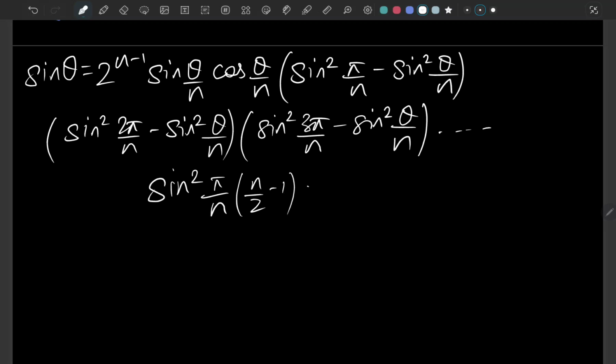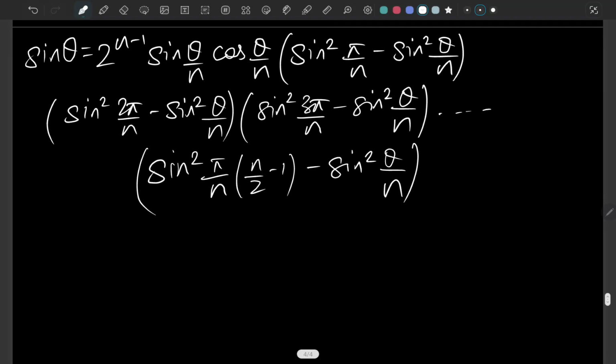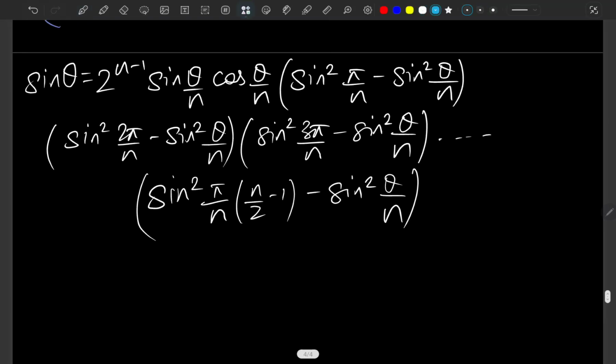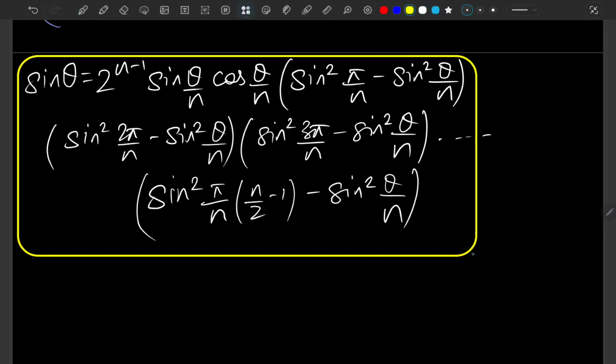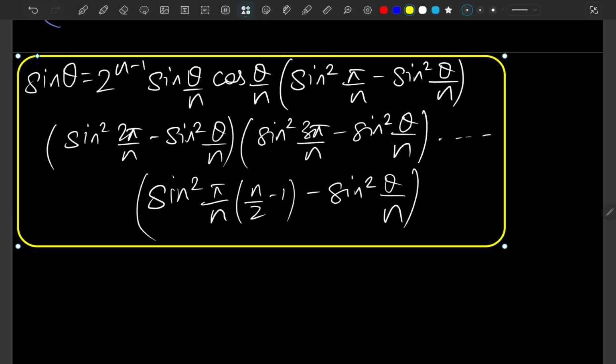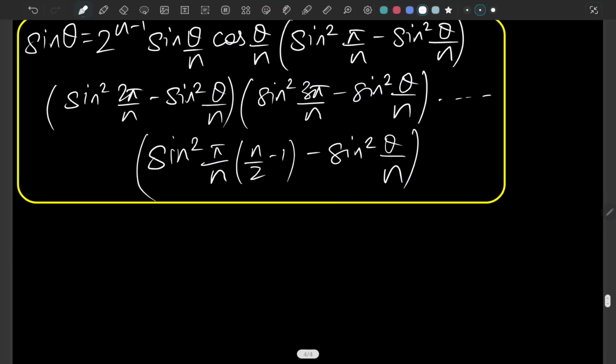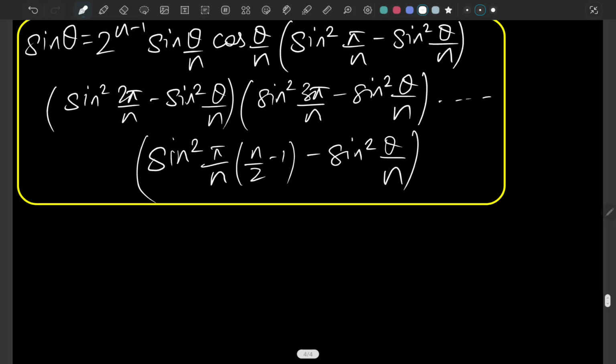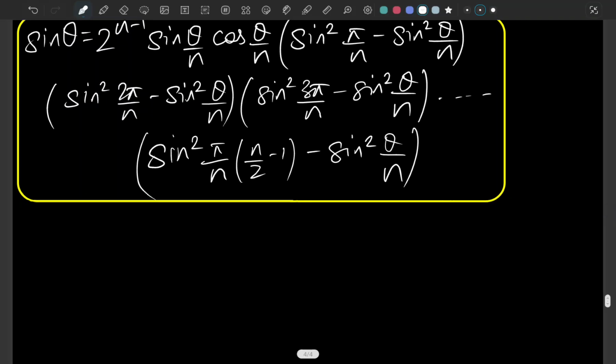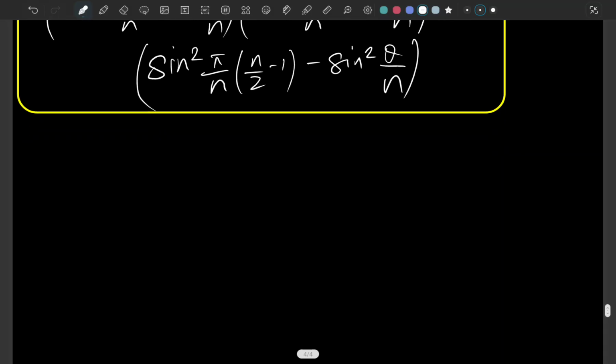And then minus sine squared theta over n. So this can be written up to something like that. And let me just use again a parenthesis here for this one also, because this is really amazing and important for later use. Next, we are going to divide both sides by sine of theta over n.